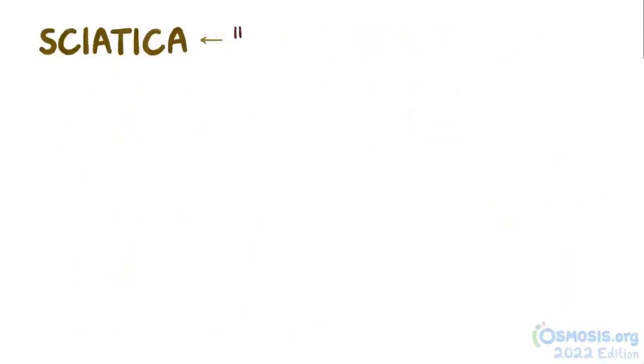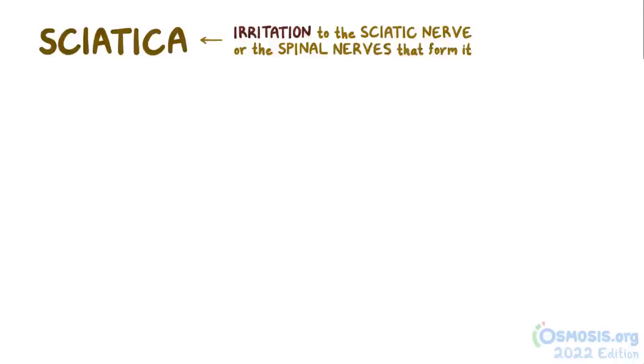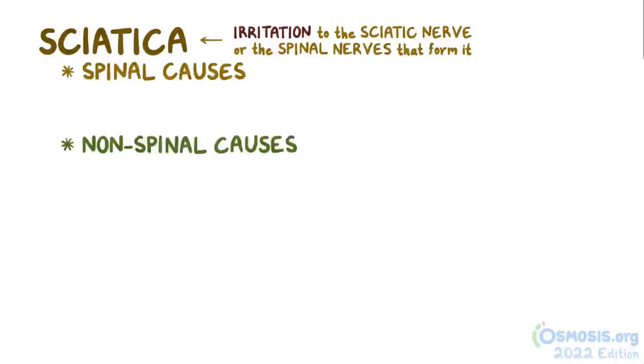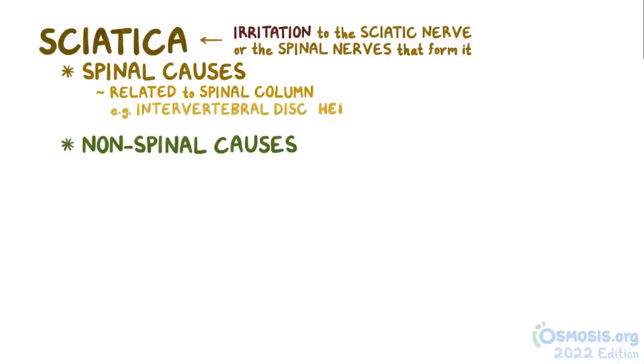Sciatica occurs when there's irritation to any part of the sciatic nerve or the spinal nerves that form it. The causes of sciatica can be divided into two groups, spinal and non-spinal. Spinal causes are related, obviously, to the spinal column. The most common one is intervertebral disc herniation.